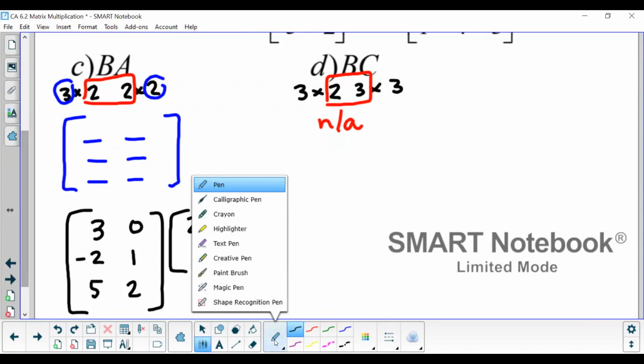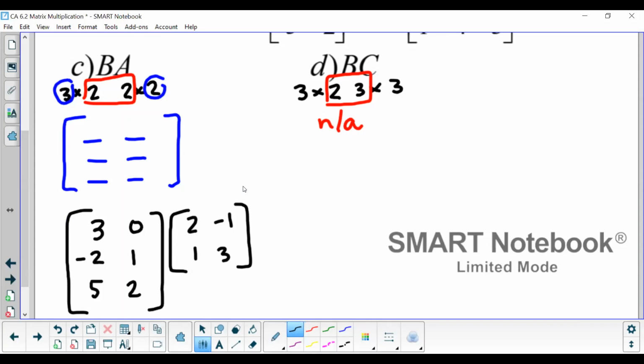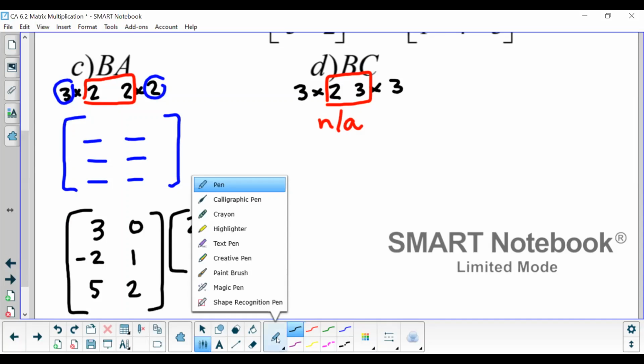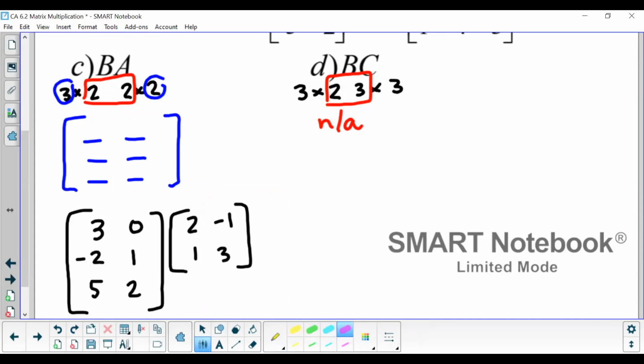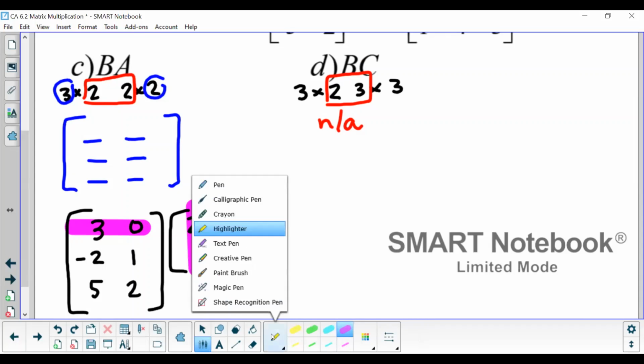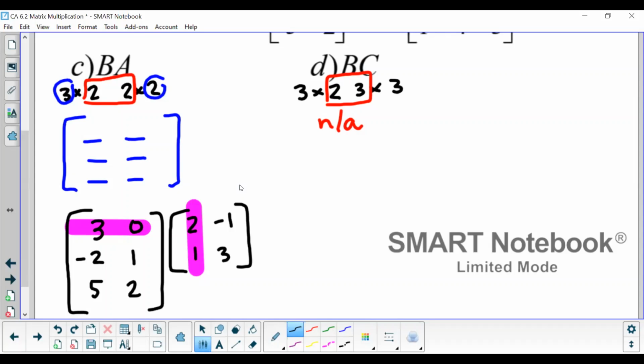So remember that we're doing rows times columns. So when I multiply, rows of the first one times columns of the second. I'm just going to start with row 1 times column 1. What you're multiplying is corresponding entries. The first entry in the row that I highlighted is 3, and the first entry in the column I highlighted is 2. Multiply those, you get 6.